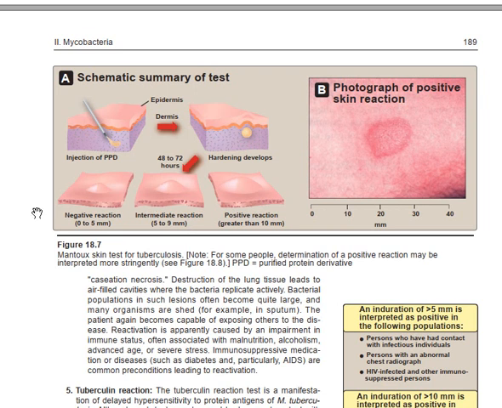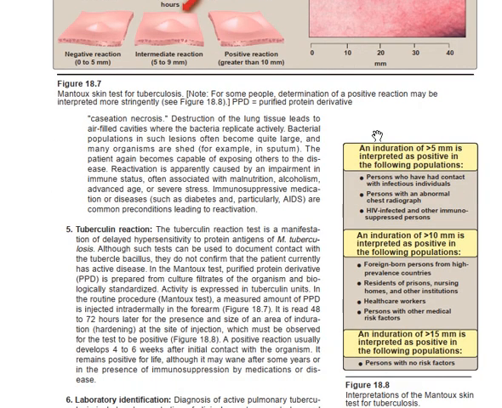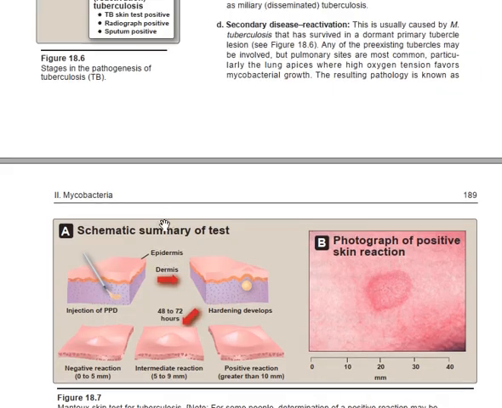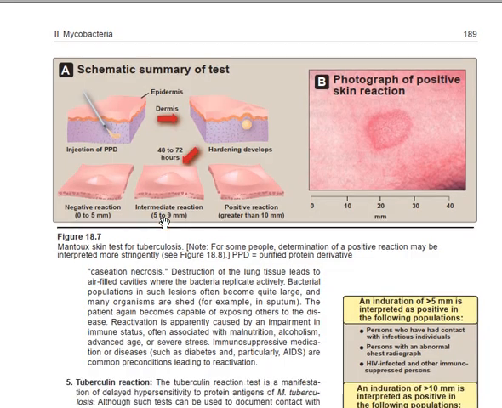Is it clear? So an induration of 0 to 5 millimeters shows a negative reaction. An intermediate reaction is when it is 5 to 9 millimeters, and when it is greater than or equal to 10 millimeters, it is a positive reaction. So the photograph of a positive skin reaction you can see here. It's between 10 and 30, something like 20 millimeters. Is it clear? So that is the tuberculin skin test, also called the Mantle test.